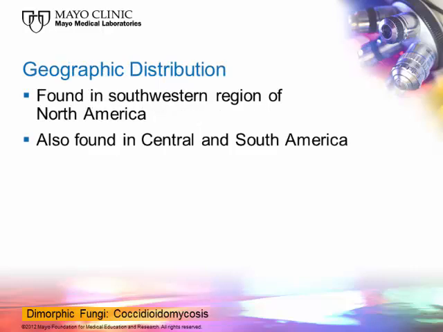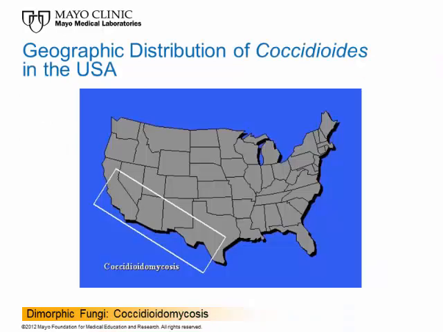Where do we find this organism? It is found in the southwestern part of North America and also in Central and South America. This slide here shows you a rectangular box that includes primarily the areas where you see Coccidioides immitis in the United States. It goes from western Texas all the way to northern California, and that's pretty much where you find it. You don't generally find it anyplace else.